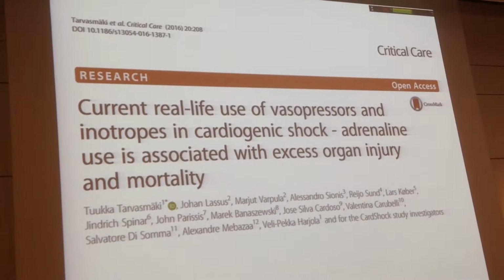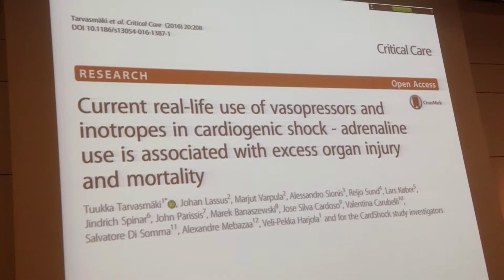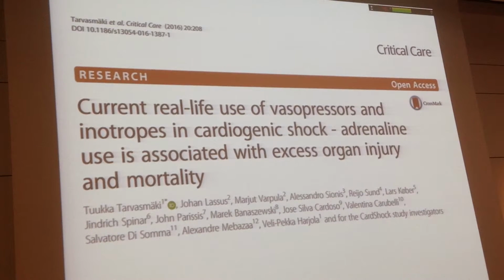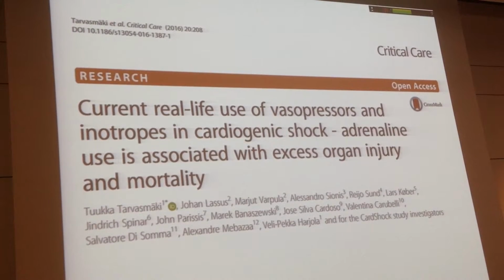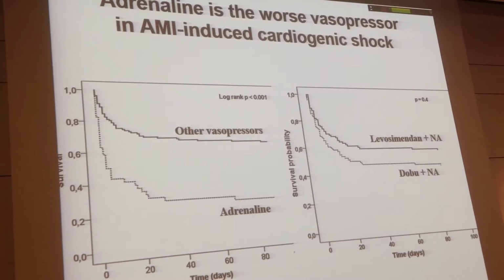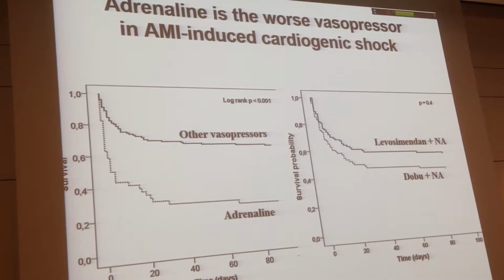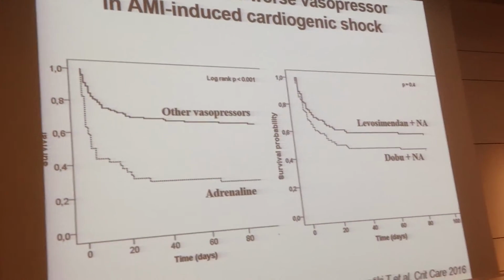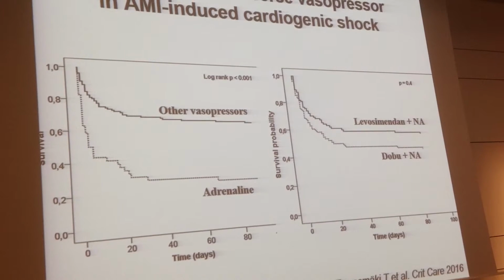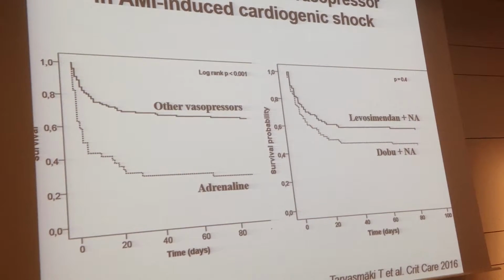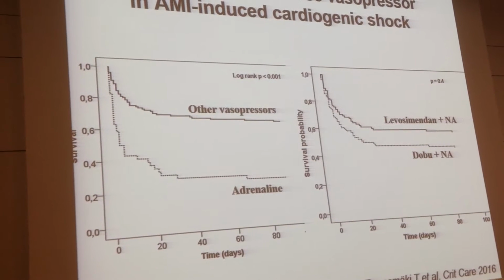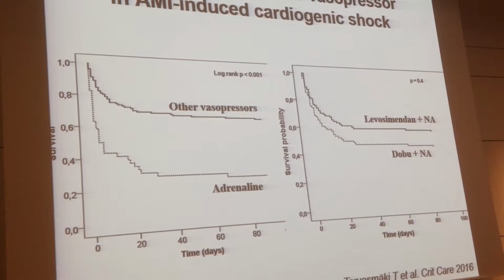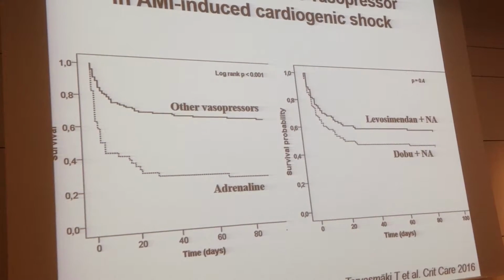Again, we took the CardShock database, and we selected the patients who went through the cath lab and had myocardial infarction and cardiogenic shock. And we could show, comparing patients receiving epinephrine to patients receiving the other vasopressors, that epinephrine was associated with a much higher mortality compared to the other vasopressors.